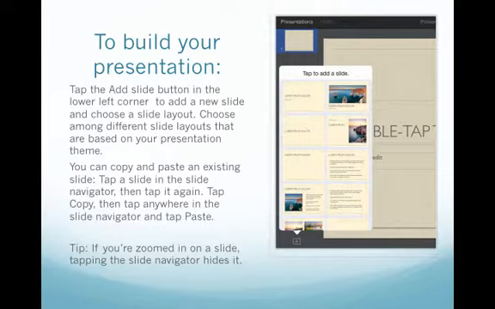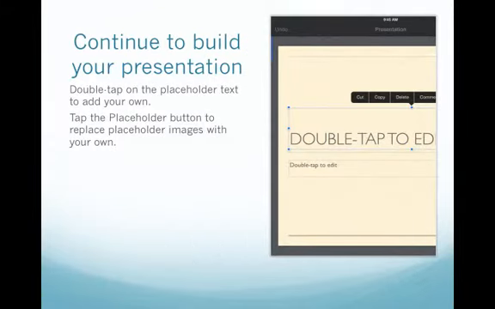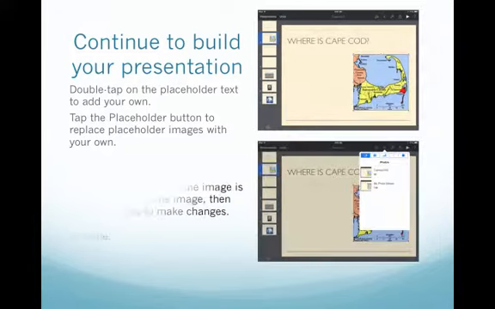Tap a slide in the Slide Navigator, then tap it again. Tap Copy, then tap anywhere in the Slide Navigator and tap Paste. Remember, if you've zoomed in on a slide, tapping the Slide Navigator hides it. Keep building your presentation. Double tap on your placeholder text to add your own. Tap the placeholder button to replace placeholder images with your own images.